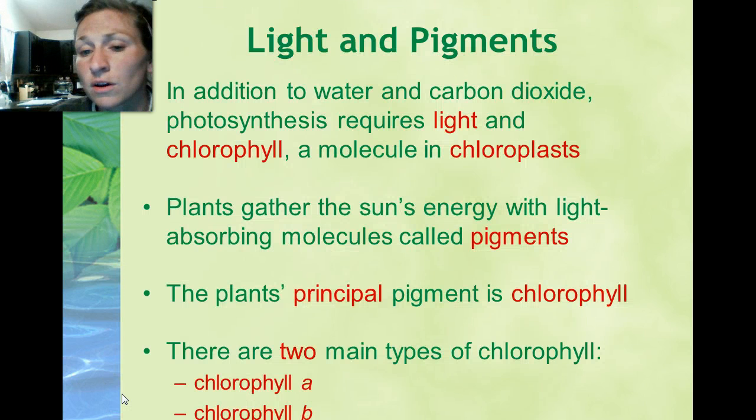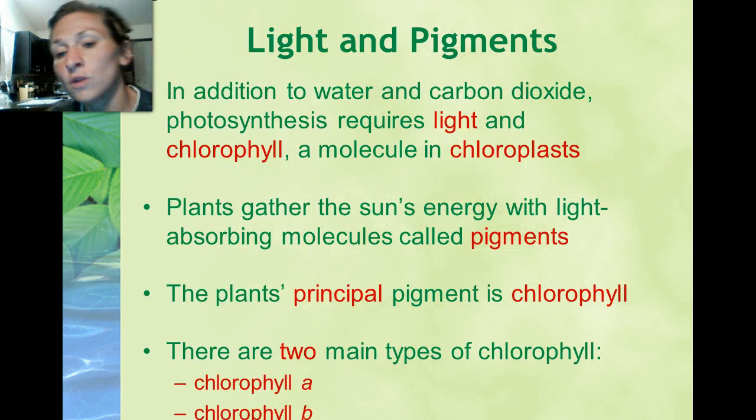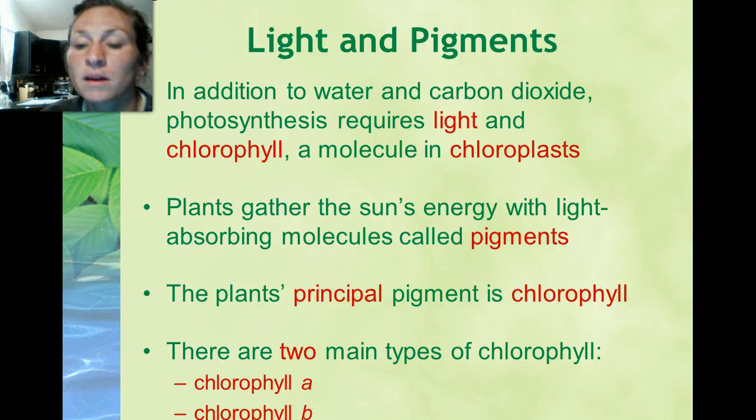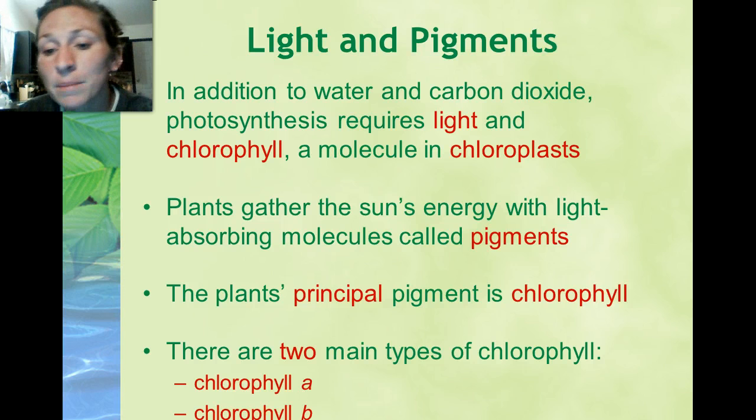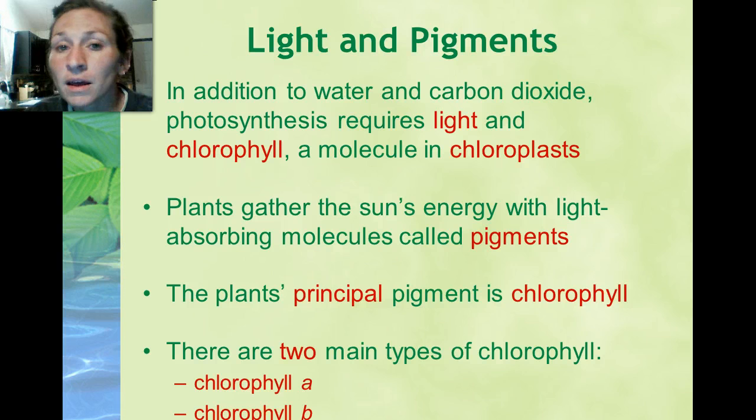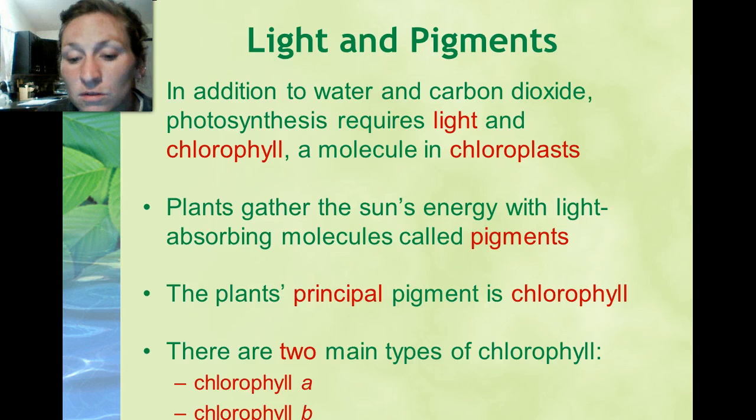Now, so let's talk about light and pigments. So we know that besides just water and carbon dioxide, in order for photosynthesis to happen, light is needed, and chlorophyll, which is a light-absorbing pigment molecule in chloroplasts, also has to be available to plants. So the principal pigment in chloroplasts is chlorophyll, and there are two main types. There is type A chlorophyll, and there is also type B chlorophyll.